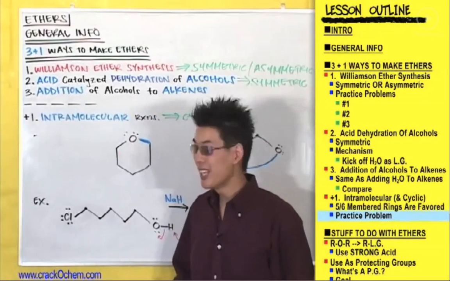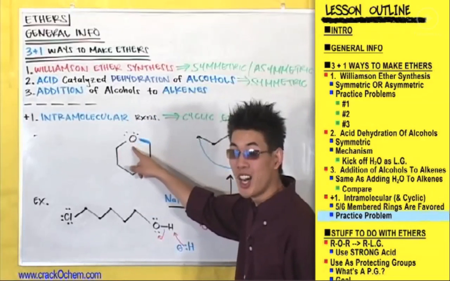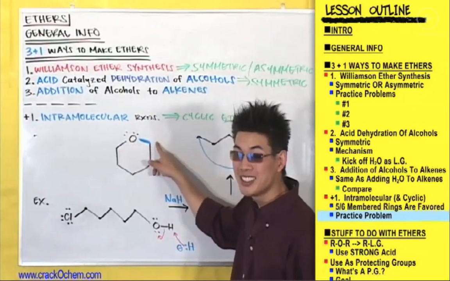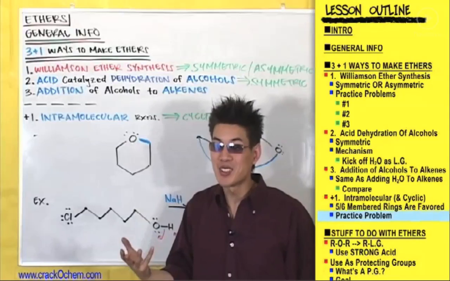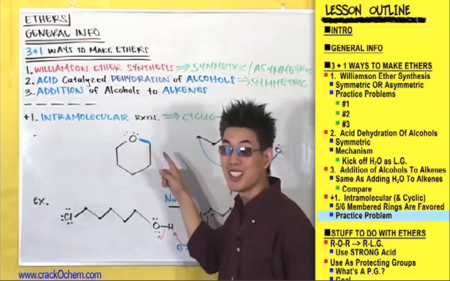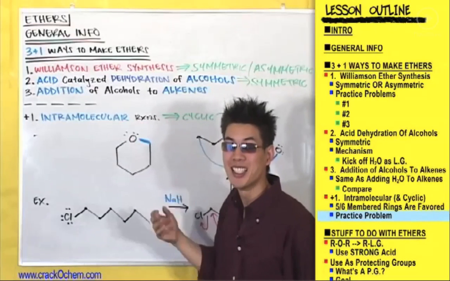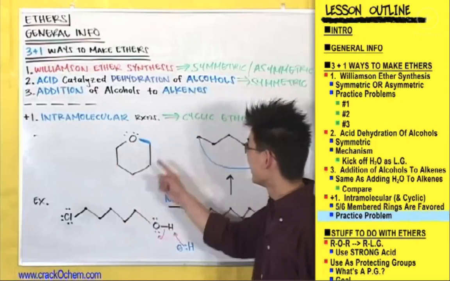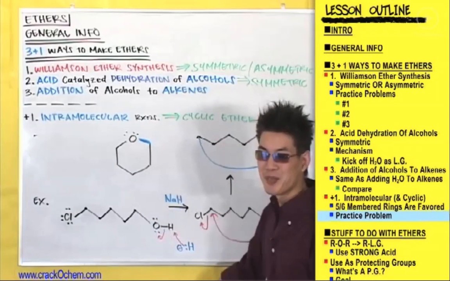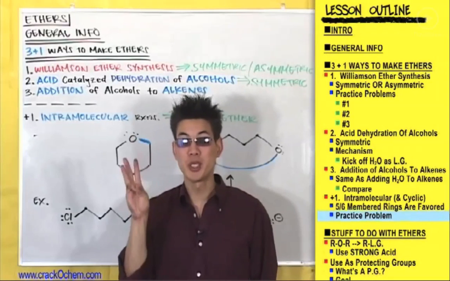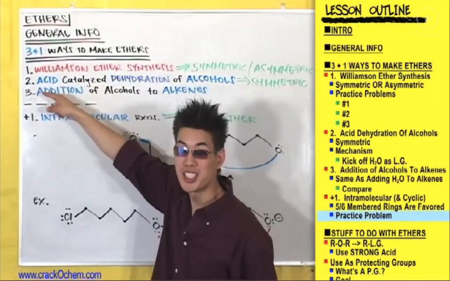And awesome, you guys, what did we just make here that has an oxygen with alkyl groups on both sides of it? An ether, right? But this isn't just any ether, this is an ether that's curled up in a ring, also known as a cyclic ether, right? Okay, so we learned 3 ways to make a straight chain ether.